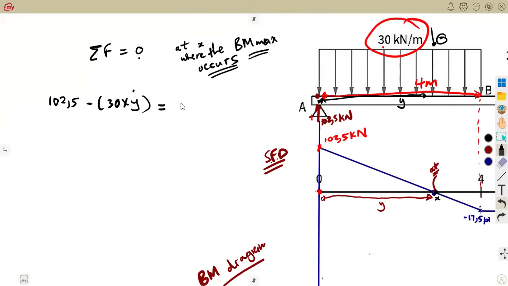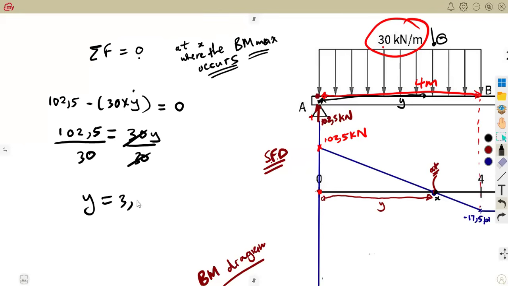So remember, at that point where we have the maximum bending moment, the force there will be equal to 0. So combining the sum, getting a 0, we can solve for y. It's now an equation, guys. This one, 102,5 is equal to, take this one to the other side, it will be positive. So that will be 102,5 is equal to 30y as a positive. So divide by 30. So y is equal to something like 3,417, something like that, in meters.